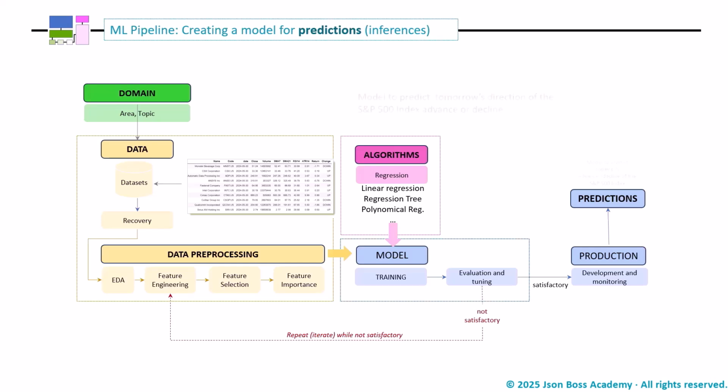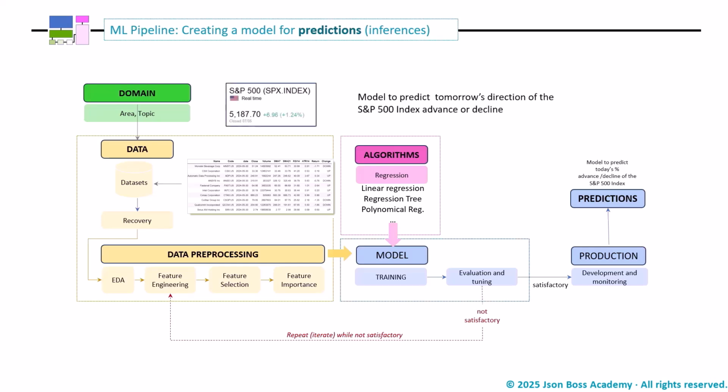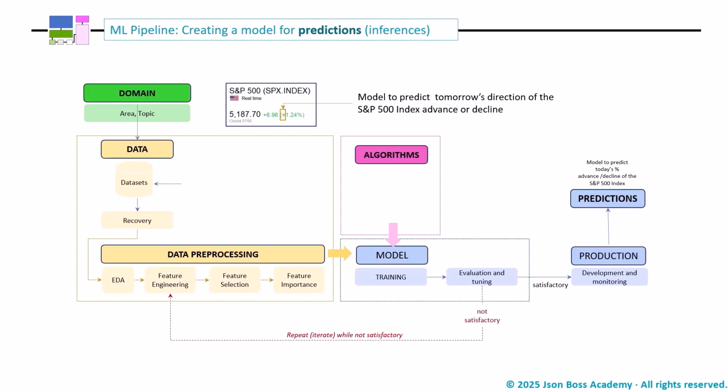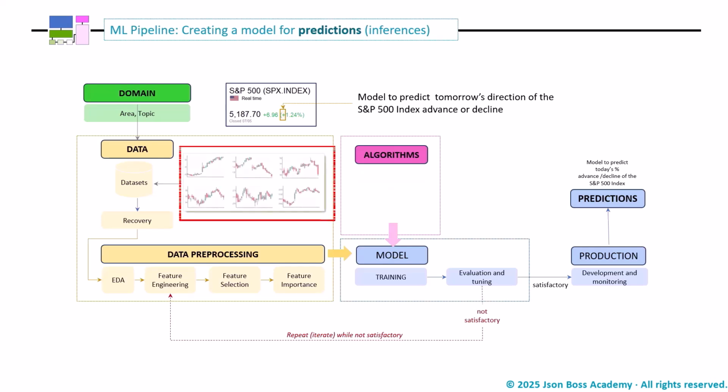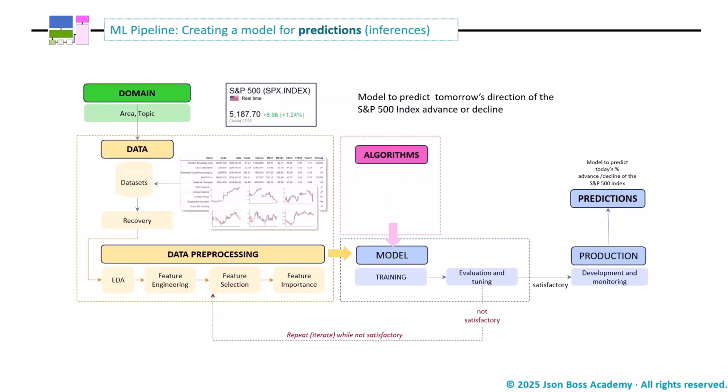Lastly, to clarify the pipeline, suppose the problem at hand is predicting the direction of the advance or decline of the S&P 500 index tomorrow. In this case, we use images as data, so the algorithms will have to be deep learning algorithms, the only ones capable of working with images, as we will see later in the course.